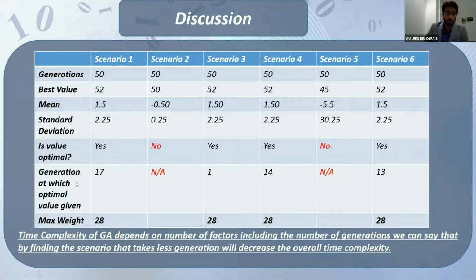And this row shows us the generation at which the optimal value was given. So scenario 1 gave the optimal value at 17. Scenario 2 did not give an optimal value, so it is just not considered. Scenario 3, remember, in the first generation itself, gave us the optimal solution. Scenario 4 in the 14th generation. Scenario 5 is not applicable because it did not converge, so we just filtered it out. Scenario 6 gave it in the 13th generation. Now the maximum weight, remember, the knapsack capacity was 29, so all the algorithms gave you a maximum profit of 28. So that was constant throughout.